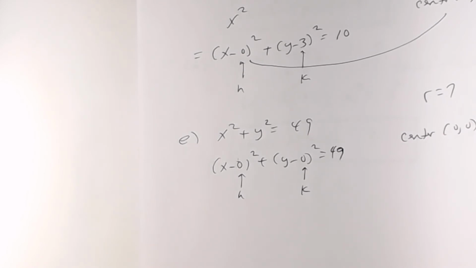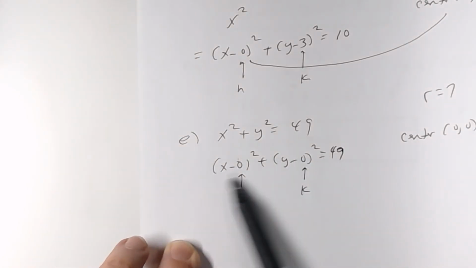So make it look like the formula. If it doesn't look like the formula, make it look like the formula. Then you can easily determine h and k. Now, remember how most of you were able to tell me the answer? Did you have to write it like this? No. There's no work needed, you can go from here to the center. But if you need to write it like this, then you write it like this.